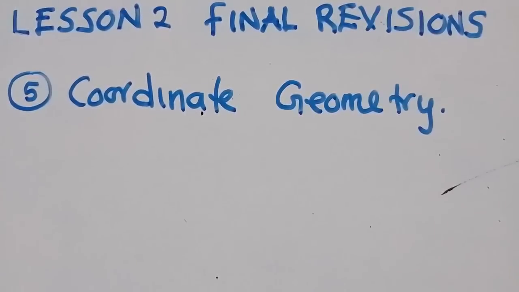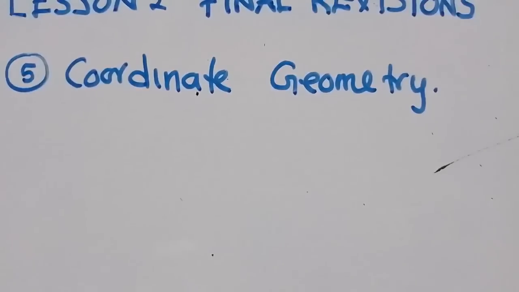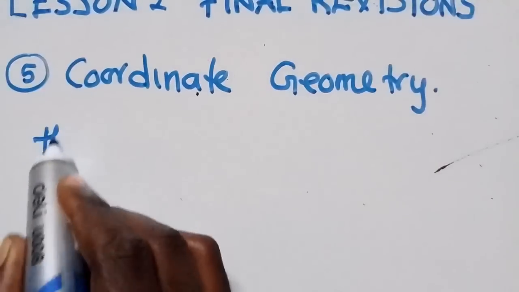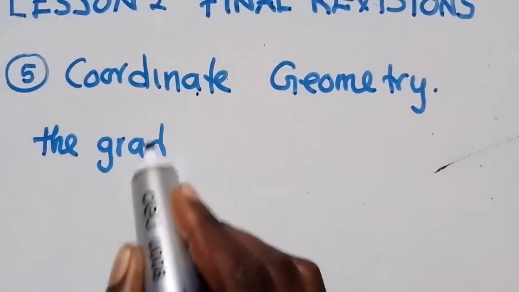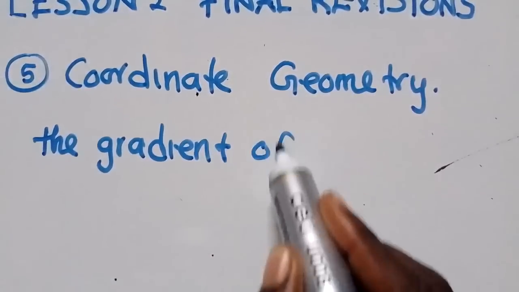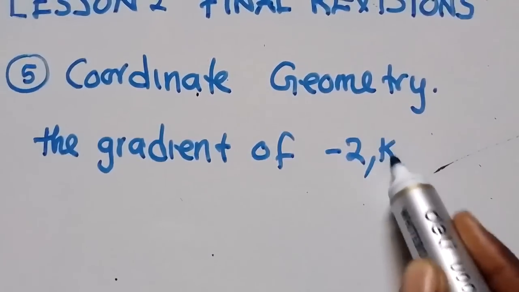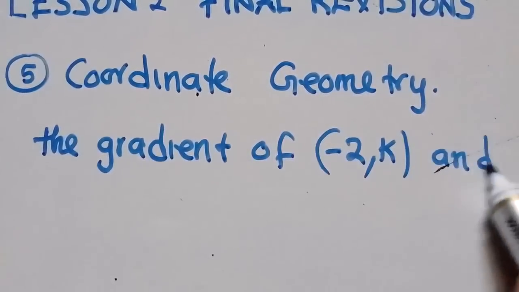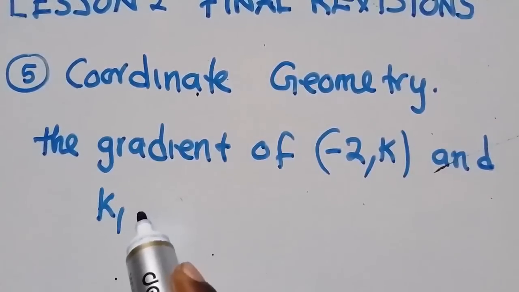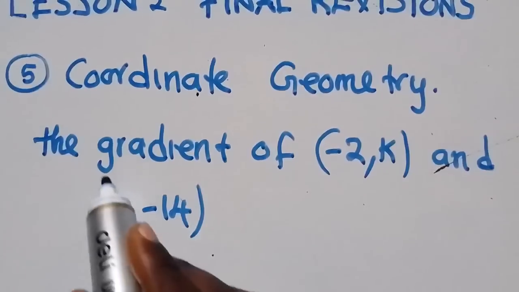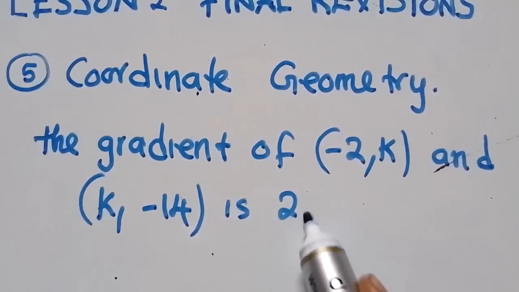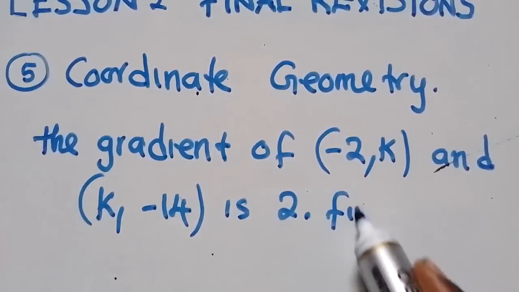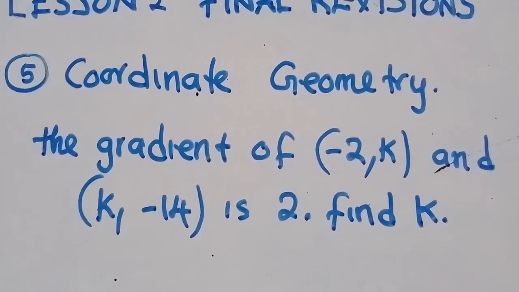So we continue with coordinate geometry. Under coordinate geometry, questions will be coming in this manner. They will tell you a question like this: the gradient of (negative 2, k) and (k, negative 14) is 2. Then they will say find k. They want you to find the value of k.